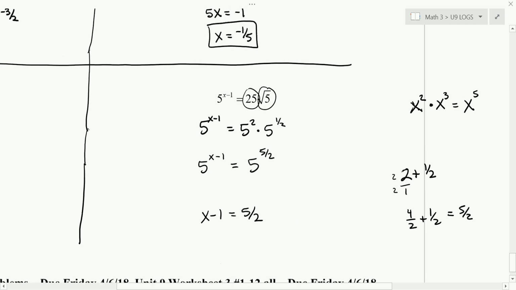I'm going to multiply both sides by 2 and get 2x minus 2 equals 5. I'm going to add 2 to both sides and divide by 2. So you get 7/2.